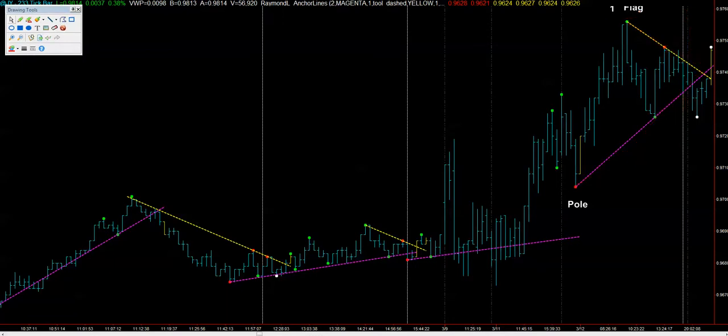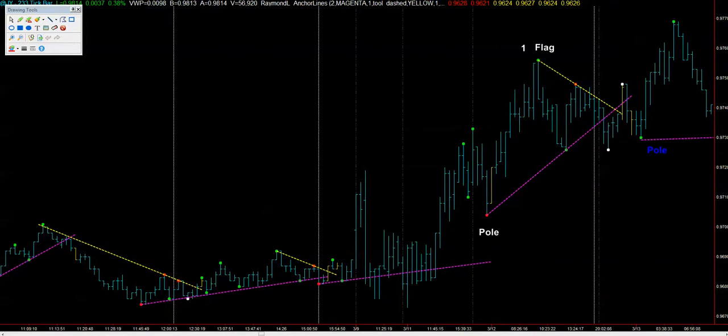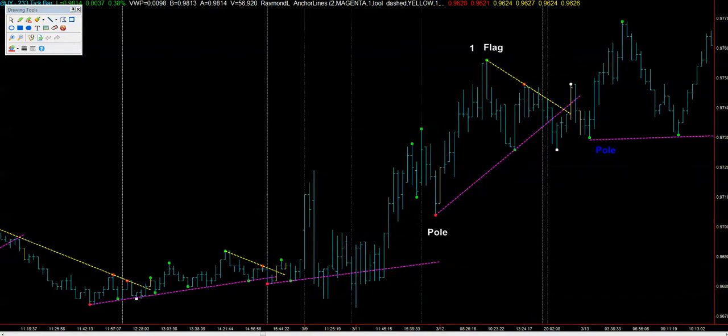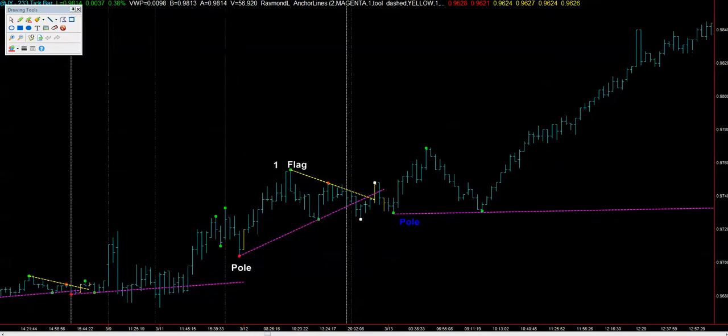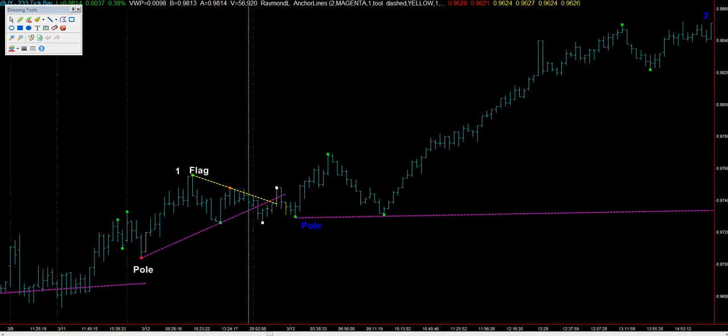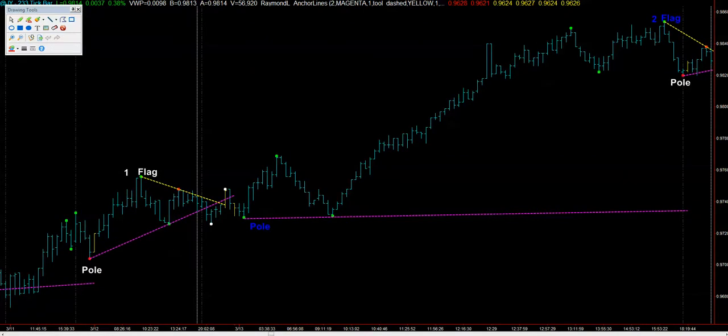Okay, moving on to flag number 2, which will be in blue. The first trend line is an upward sloping pole, and the second trend line to form the second sequence is a downward sloping trend line, and it ends like that. So there's your sequence. You have your pole, which is here, and your flag, which is here. The flag ends with that anchor, the pole ends with this anchor.